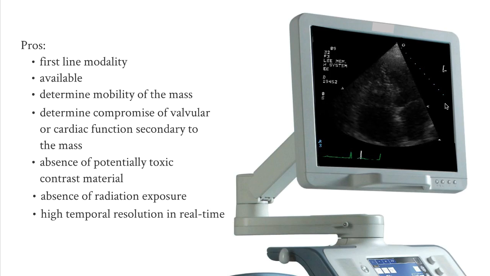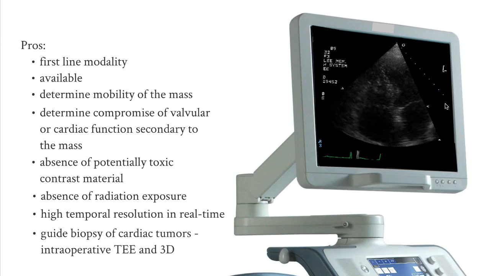There's also very high temporal resolution. The temporal resolution of echo is somewhere between 15 and 20 milliseconds, which is about 2 to 3 times as good as cardiac MRI. And the spatial resolution is quite good as well. You can also use echo to guide biopsy of cardiac tumors in the OR, and also with the use of 3D TEE.